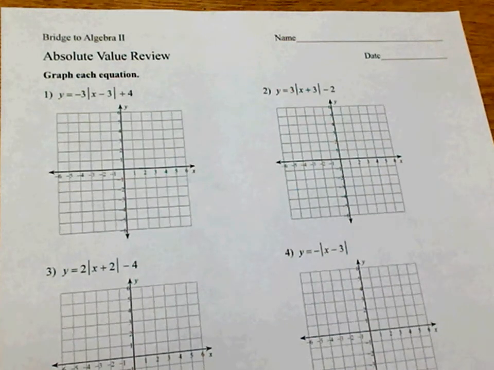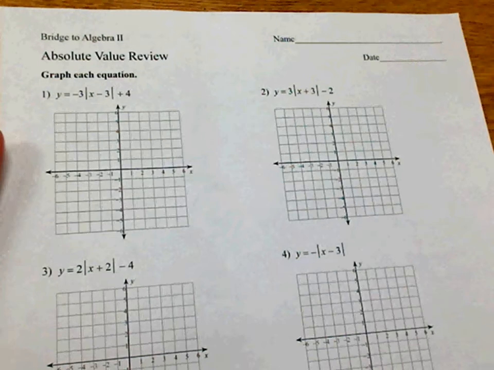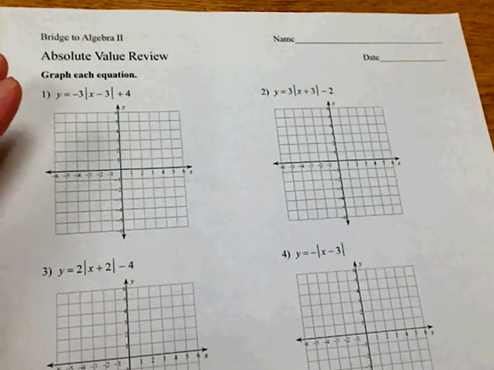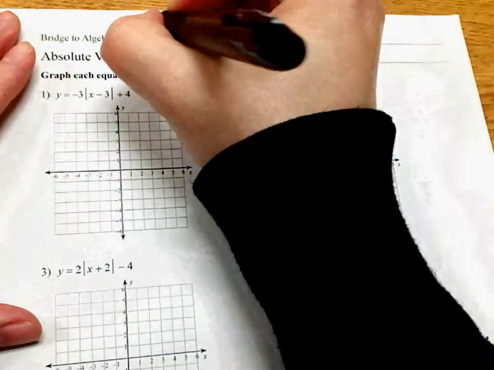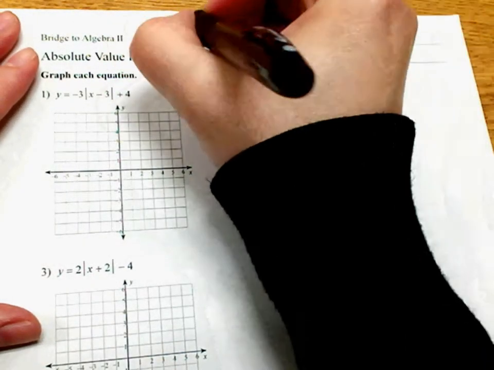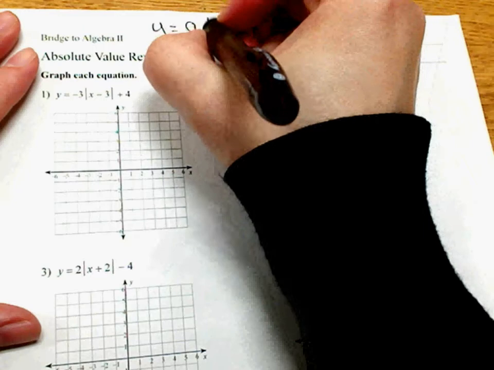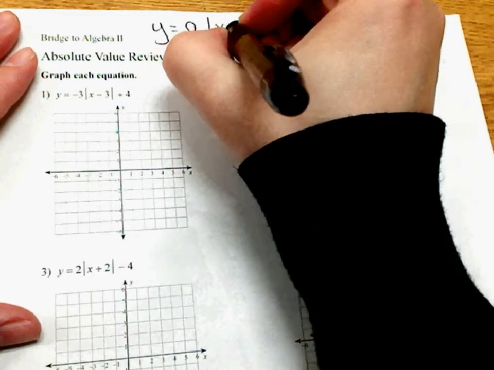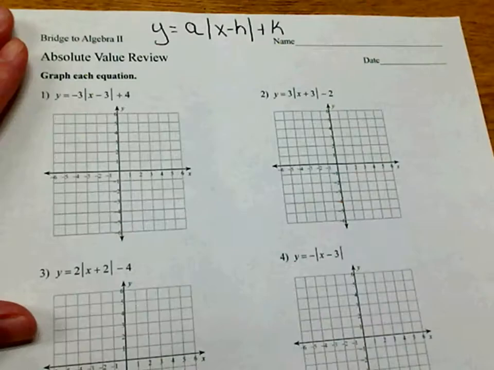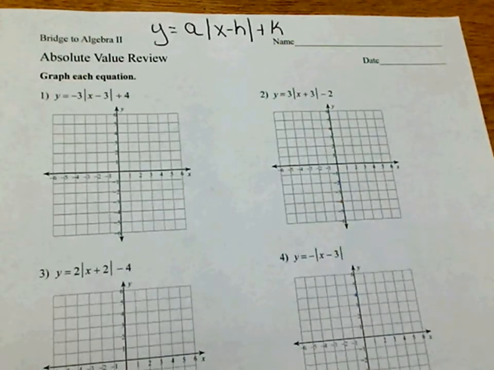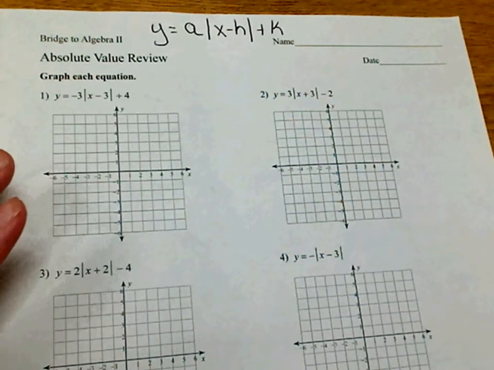So it starts by asking us to graph each equation. Well, to do this, you're going to need to have something memorized, and you're going to want to write it at the top of your test. And that is the equation for an absolute value function. So you have y equals a times the absolute value of x minus h, plus k. You need to have that written on the top of your paper because it's going to help you with these problems. And you have to know what each parameter does.